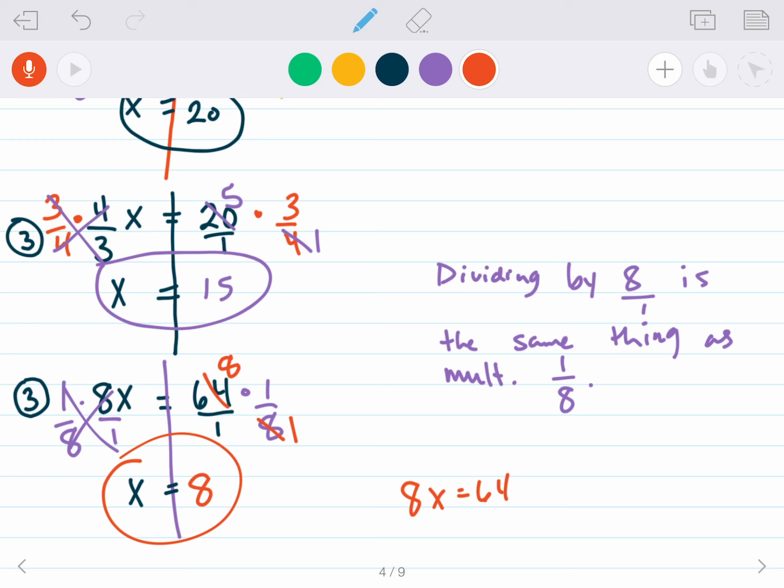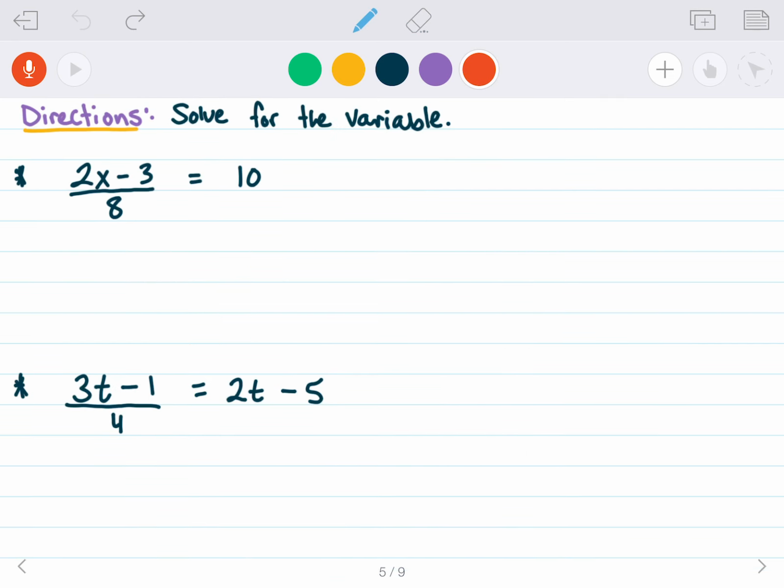That would be really weird. But I just wanted to show you the concept, like why multiplying by the reciprocal is the same thing as dividing by 8. In this case, 8. Okay, so anyway, let's do some examples like this.